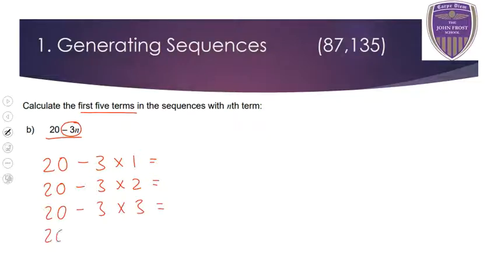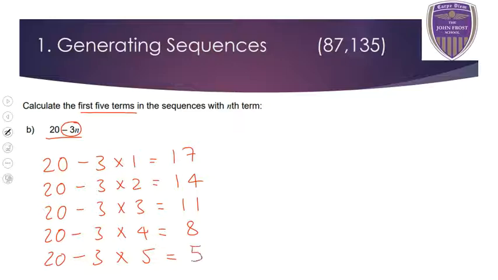So 3 times 3, 3 times 4, 3 times 5. Okay, so 20 take away 3, 17, 20 take away 6, 14, 20 take away 9, 11, 20 take away 12, 8, 20 take away 15, 5. So that matches up to what we expected here, and it's going down by 3 each time. So write those out in a list: 17, 14, 11, 8, 5, and so on. Okay, so that's generating a sequence using the nth term.